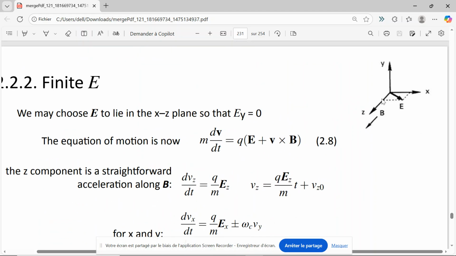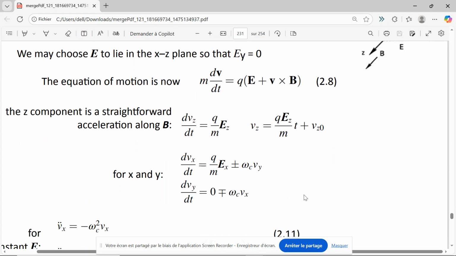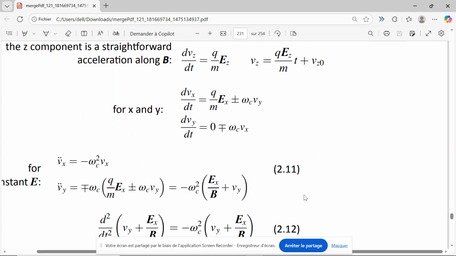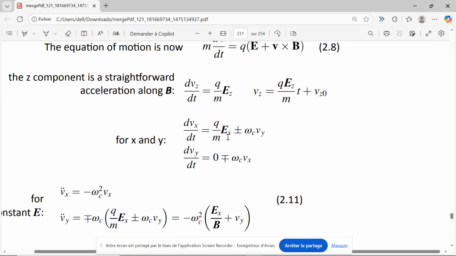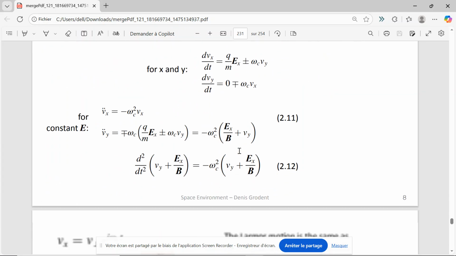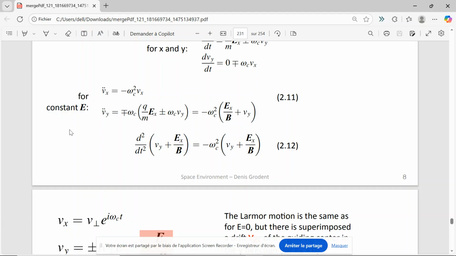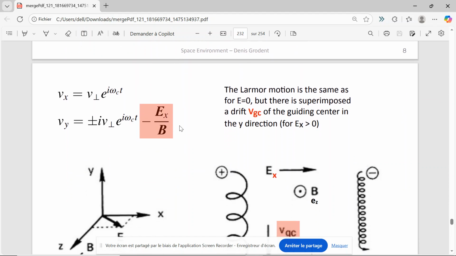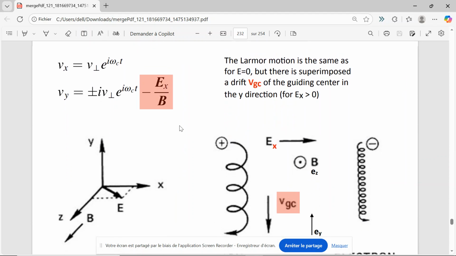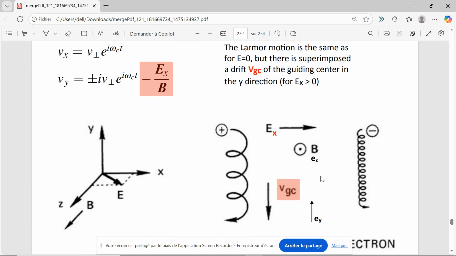And we see that the velocity along z is increasing with time. The variation of the velocity along x and y is making not exactly a circle right now, as you can see. If we have constant E, we can do the calculation and find Vx and Vy in the Vx direction. So it will move in z first. That is very important.